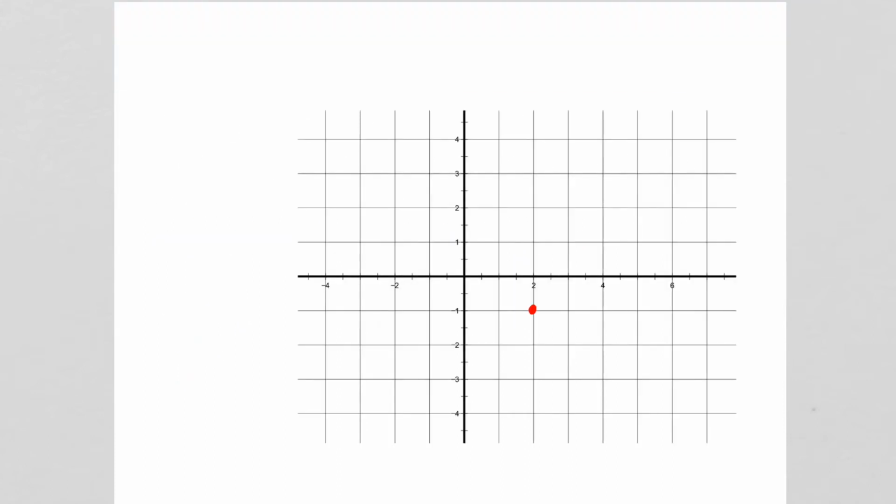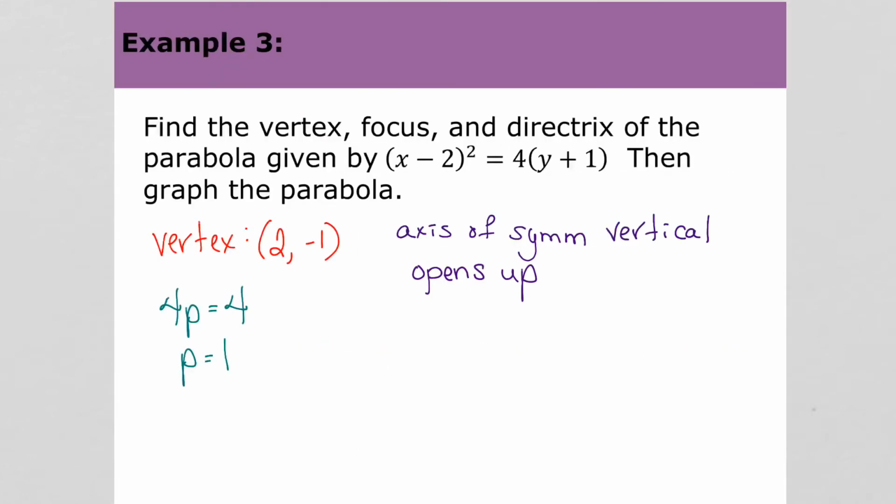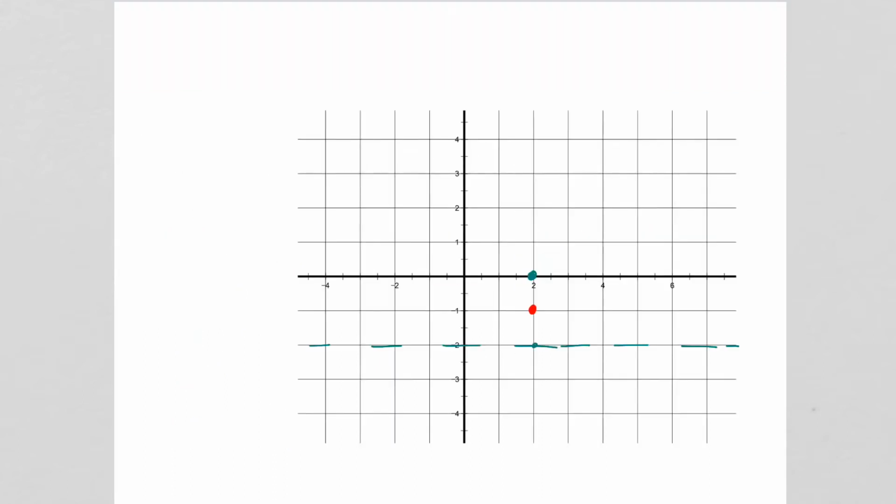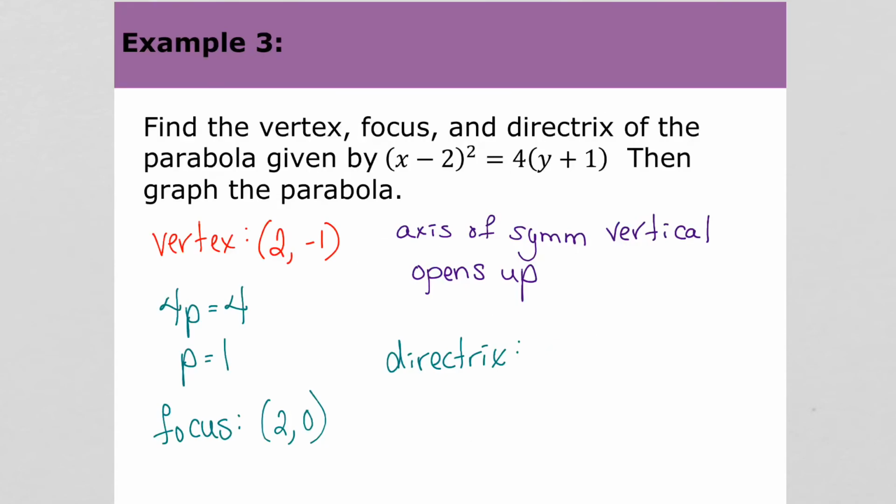What that tells us, since our parabola opens up, is that our focus is 1 up from the vertex, and our directrix is 1 down from the vertex. So that means our focus is at (2, 0). And our directrix, we said, is at y equals -2.